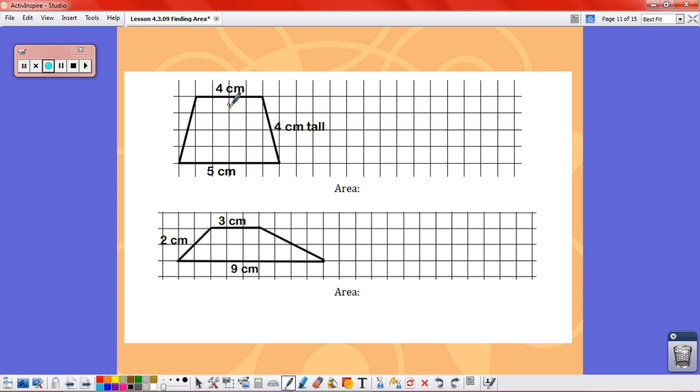Alright, this one, I can cut it down the middle fairly easily. It's not actually 5, this is a mistake. It's 1, 2, 3, 4, 5, 6. Let's change that to 6.